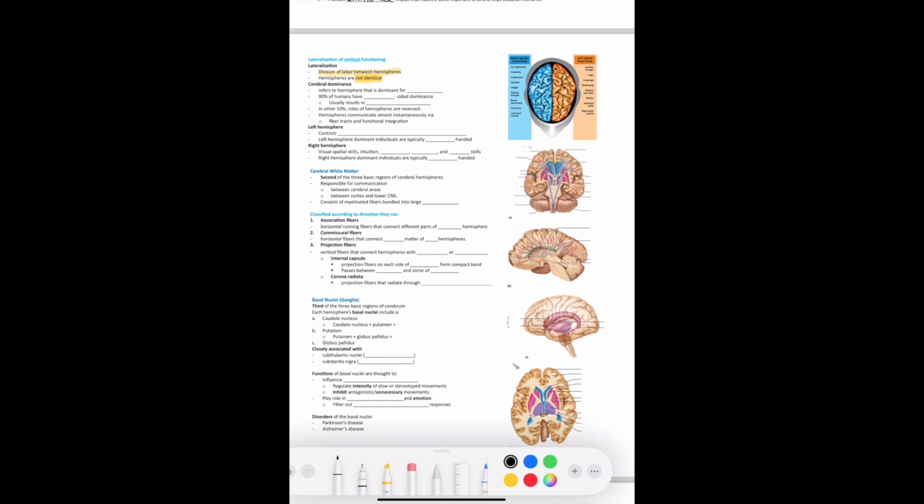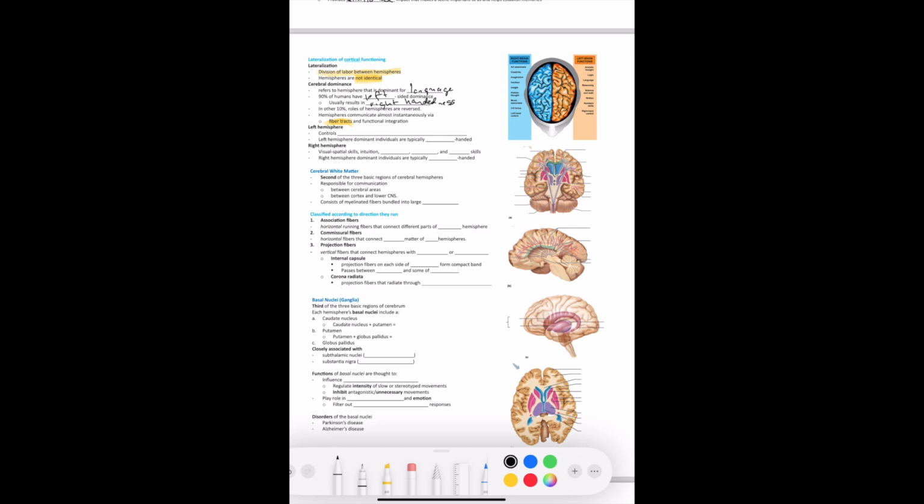Cerebral dominance, what that refers to is the hemisphere that is dominant for language. 90% of humans are going to have a left-sided dominance. And as a result, this usually results in right-handedness. In the other 10%, these roles are going to be reversed here. And the hemispheres, how they're going to communicate, we have these different fiber tracts. We've discussed the definition of tracts, bundles of myelinated axons in the central nervous system, including functional integration. They're all working together.